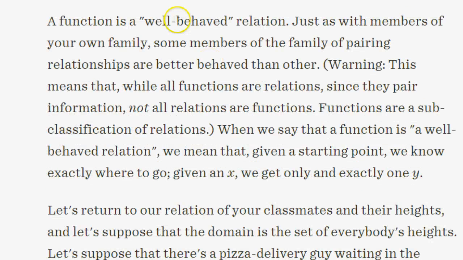A function is a well-behaved relation. Just as with members of your own family, some of the members of the family of pairing relationships are better behaved than others. Warning: this means that while all functions are relations, since they pair information, not all relations are functions. Functions are subclassifications of relations. When we say a function is a well-behaved relation, we mean that given a starting point, we know exactly where to go to. Given an x, we only get exactly one y.